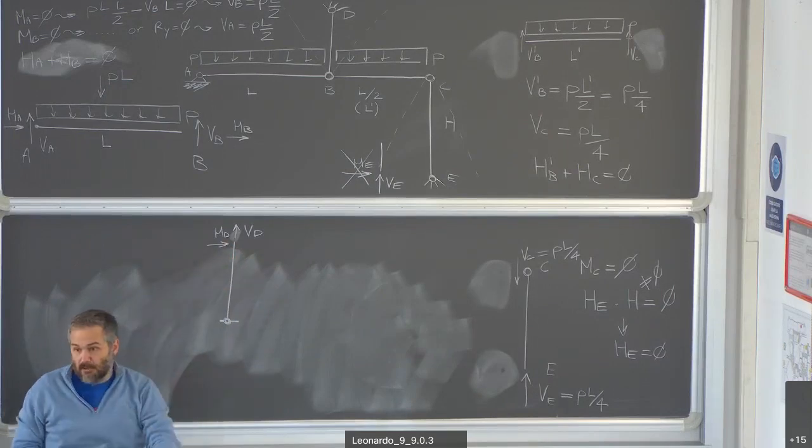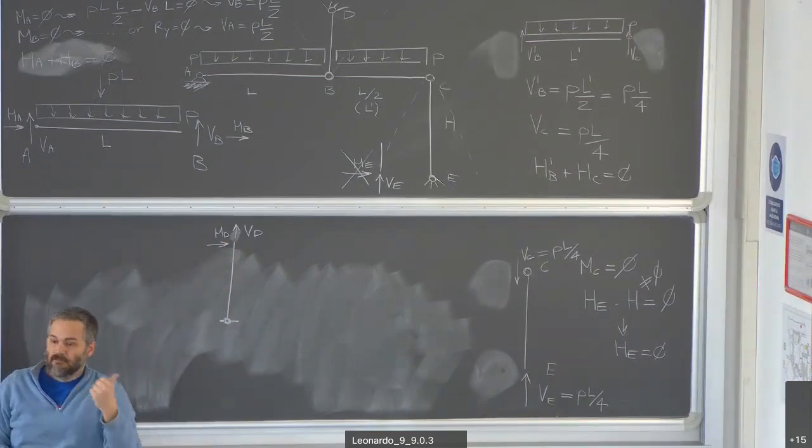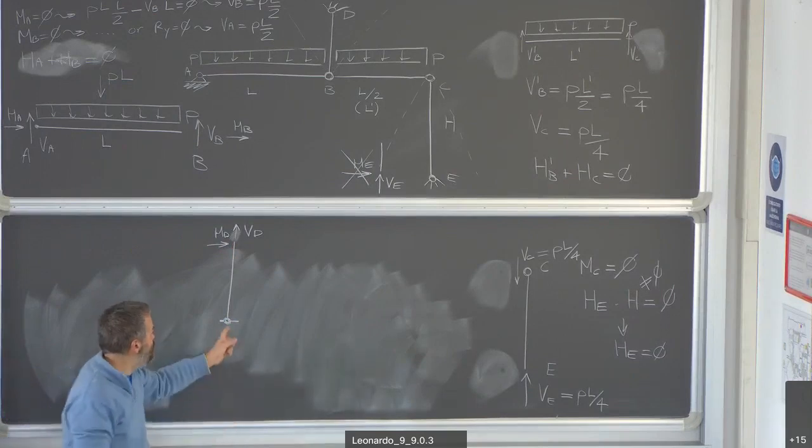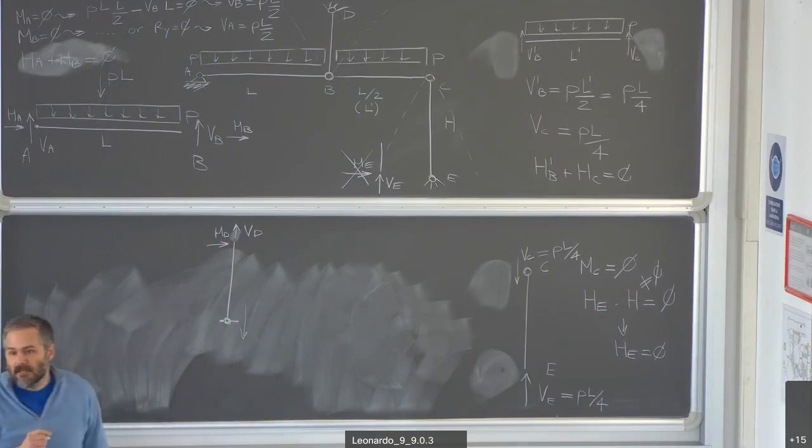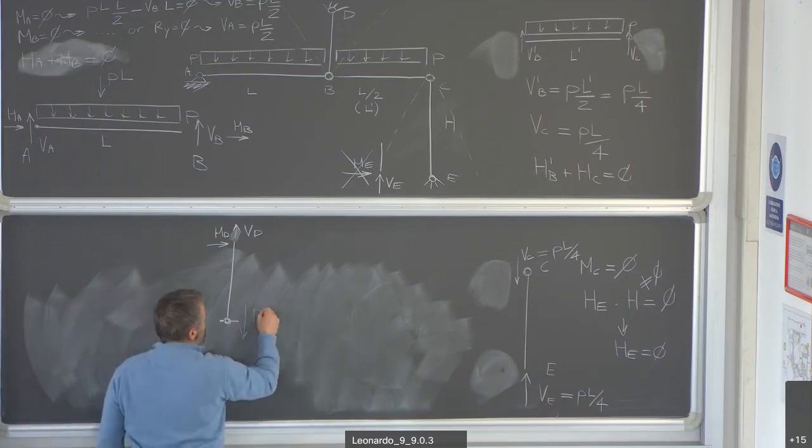Just VB prime, which is over there, it's PL divided by 4. On the beam, it points upwards. For the principle of action and reaction, here it's downwards. And I'm not writing the symbol anymore. Now we know the value, it's PL divided by 4. So I'm writing right away PL divided by 4.